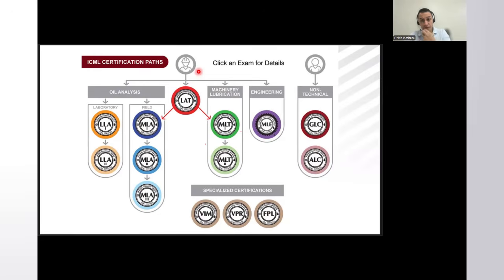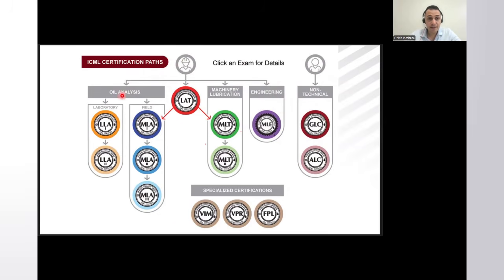as I said, the ICML offers internationally recognized certifications that help maintenance and reliability professionals, even non-technical people, to develop their skills in lubrication, oil analysis, and machinery reliability as well. These certifications are organized into different career paths based on the job role and responsibility of each one. As you can see here, this is the technical guy, this is the non-technical guy. So the technical guy may chase one of those career paths.